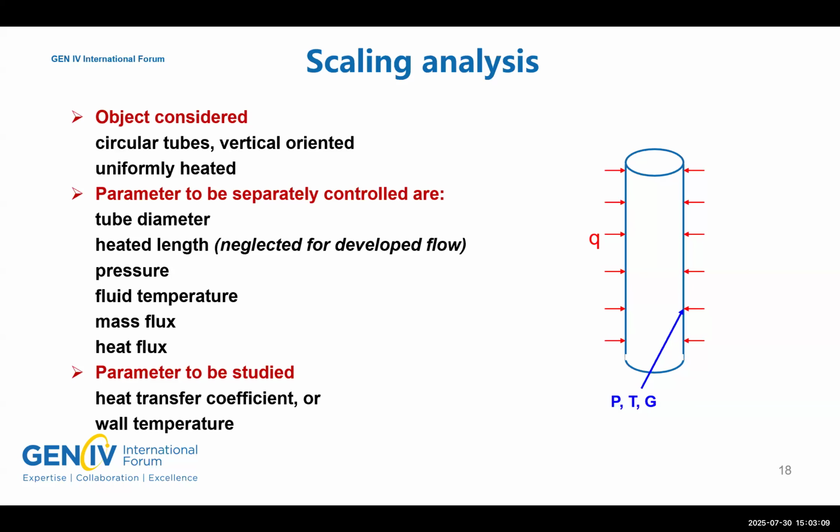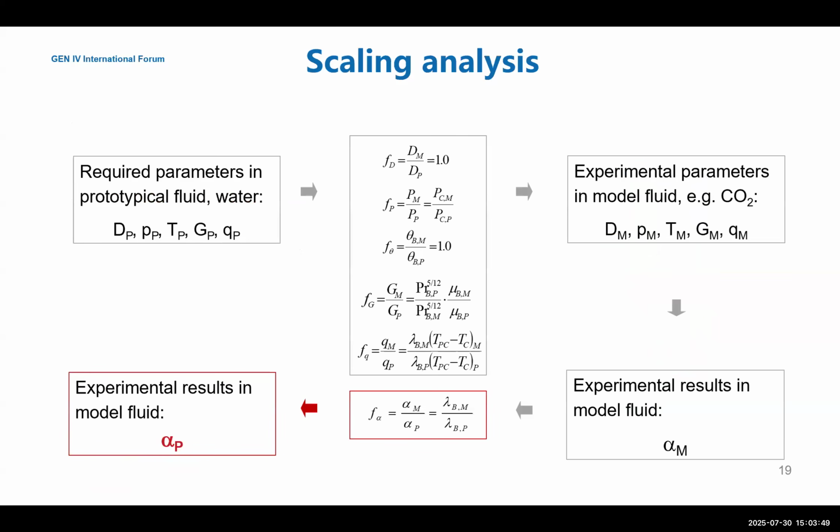The object considered is a circular tube, vertical direction, uniformly heated, and the parameters can be separately controlled during the experimental work. That is tube diameter, heated length, pressure, fluid temperature, mass flux, and heat flux. The parameters to be studied are the heat transfer coefficient or the wall temperatures. And here are the scaling laws.